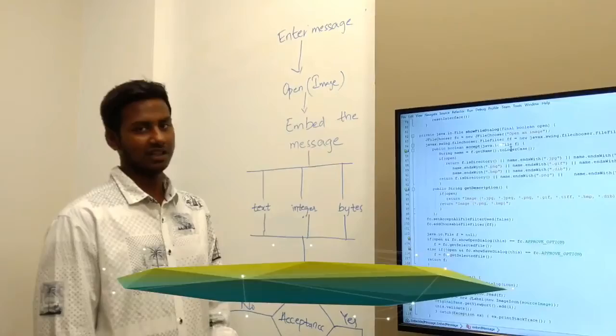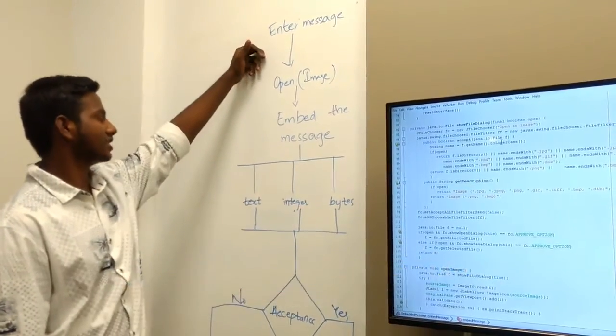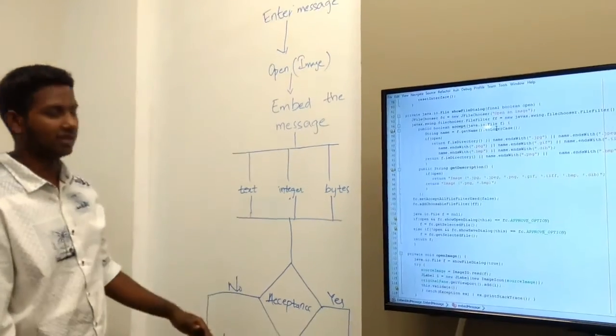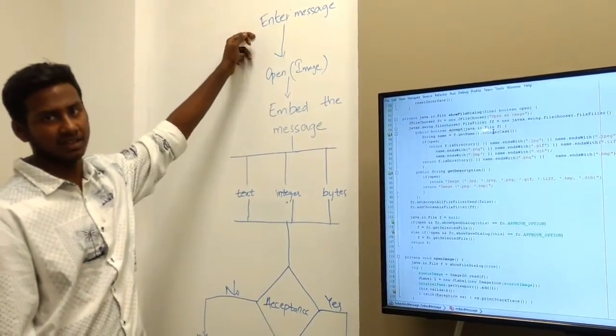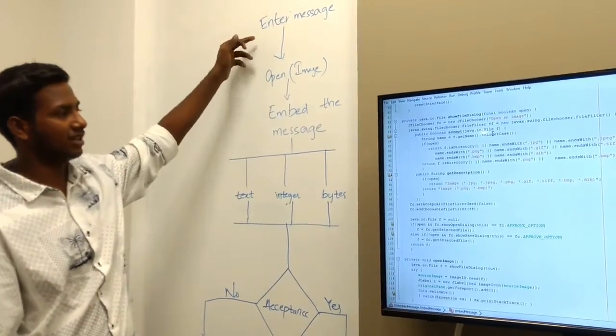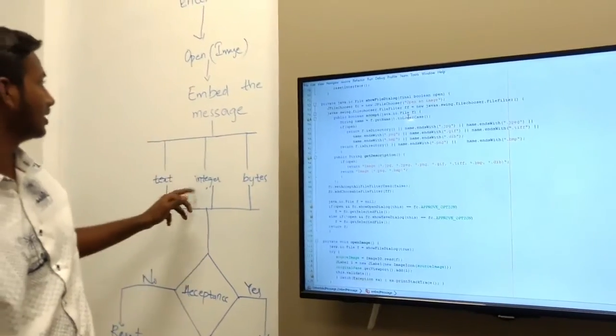My name is Neeraj. I am going to explain the steganography encryption. In steganography encryption, we have the steps of how we did the encryption. First, we enter a message. We'll take the input as a message from a function. We are taking an embedded message. I will show that.